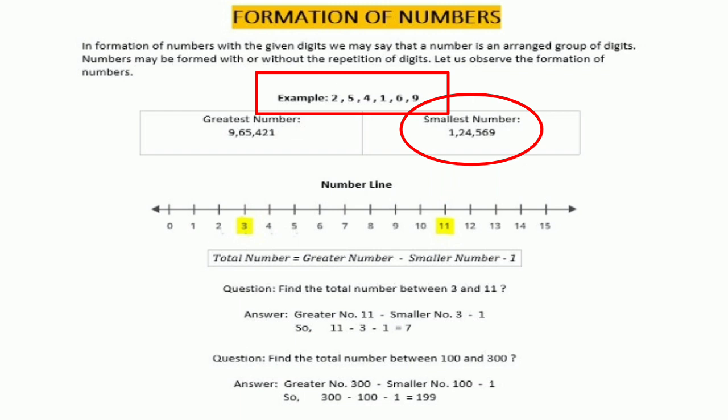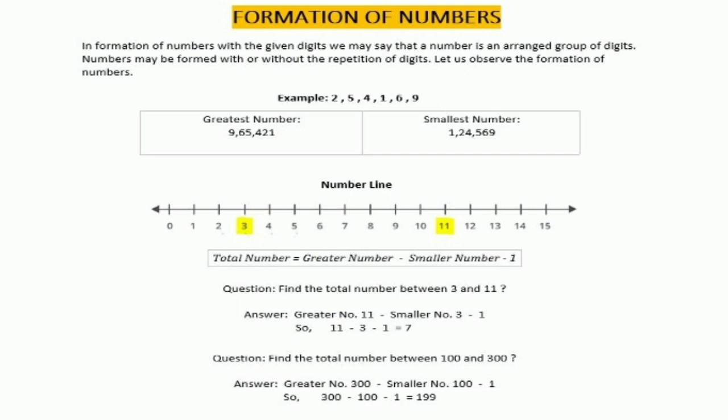Then we have to write the digits in ascending order. So after 1, we have to write 2, then 4, then 5, and after that 6 and 9. Here we form the smallest 6-digit number using these digits. We will read this number as 1,24,569. Again, 1,24,569. So, how can we find the numbers present between two numbers?